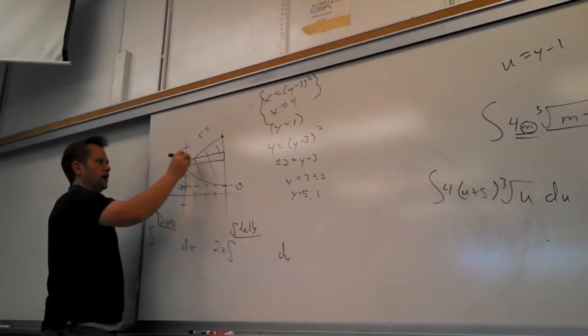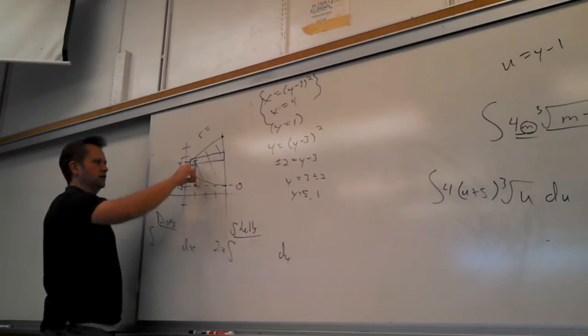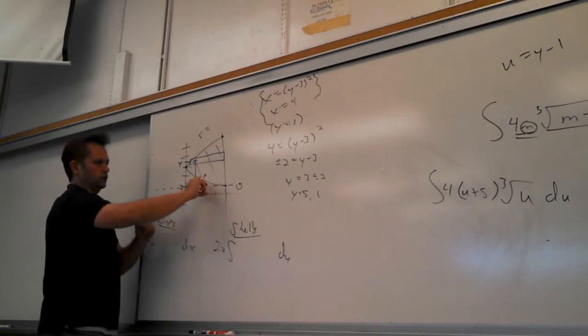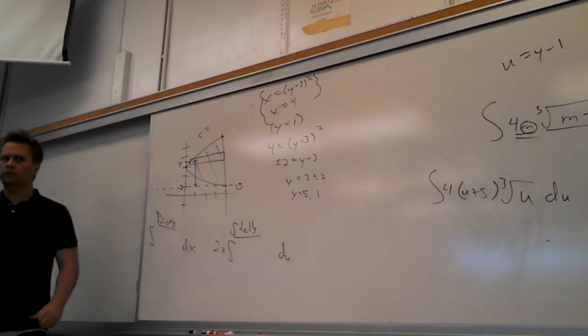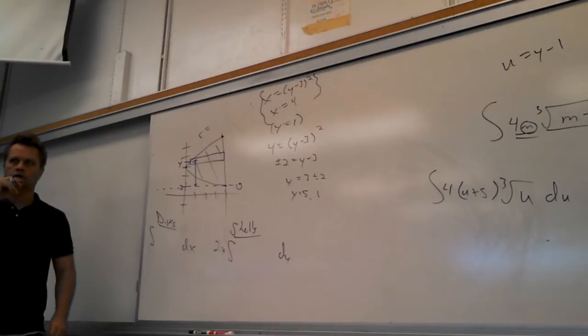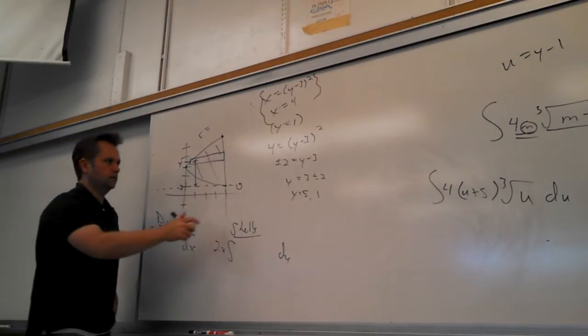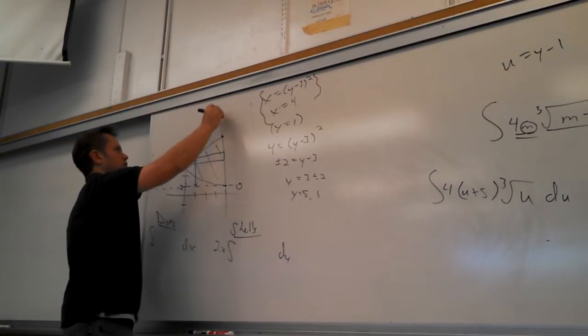Whatever rectangle I'm at, how far away is it going to be from the axis? It's going to be y minus 1. I'm basically subtracting this 1 out from all my y pieces. Another way to look at it. Does that make sense? So that's the radius. What else do I need?